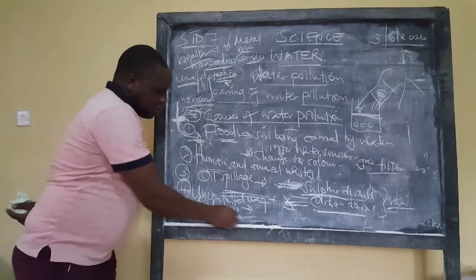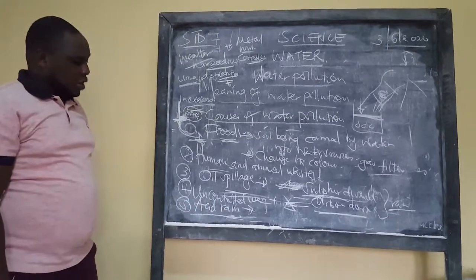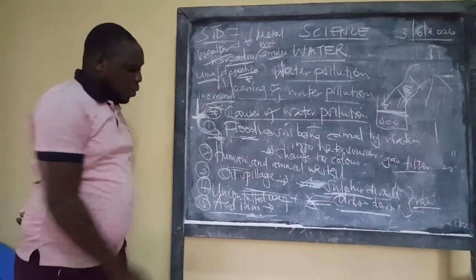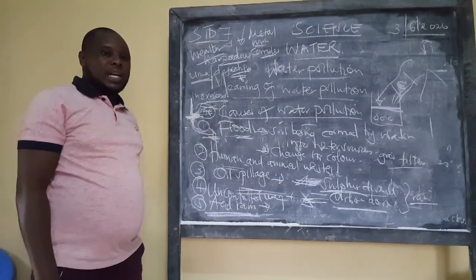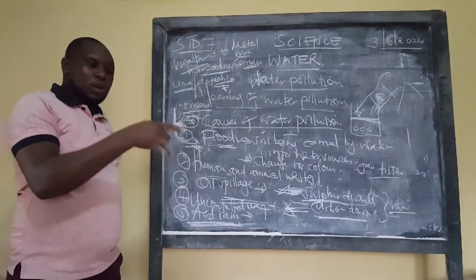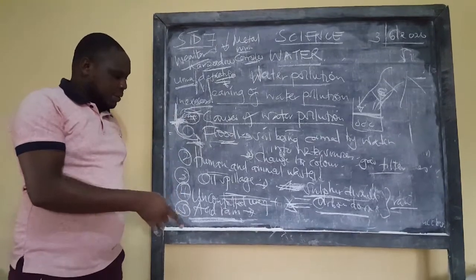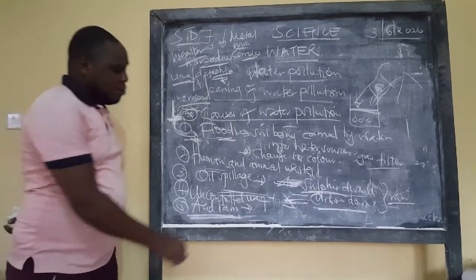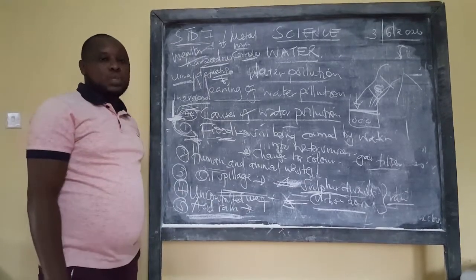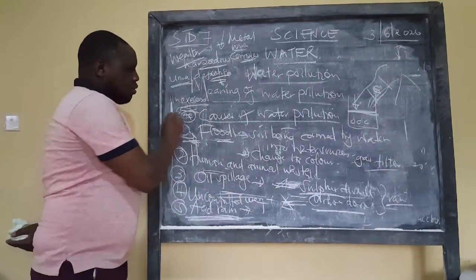So acid rain as well is a contaminant of water. Once this acid rain gets into water, you can guess what will happen. It will burn all those water plants, and the animals inside there are likely to die. So these are the causes of water pollution.